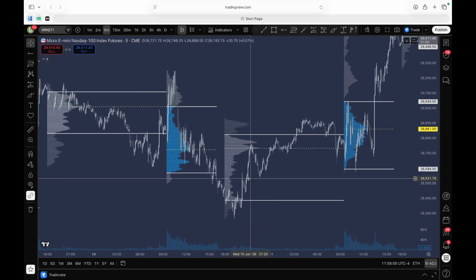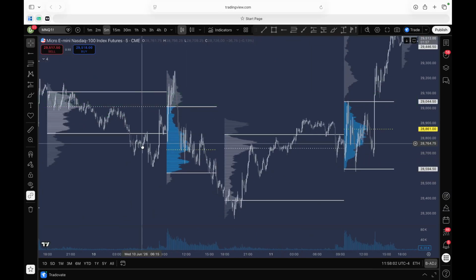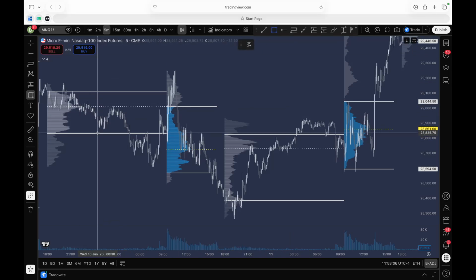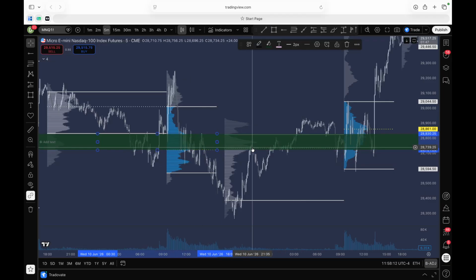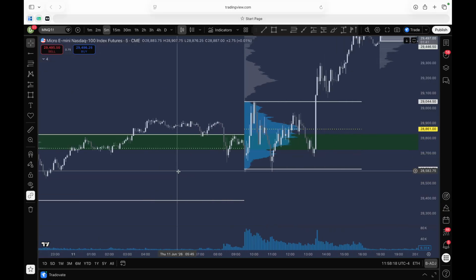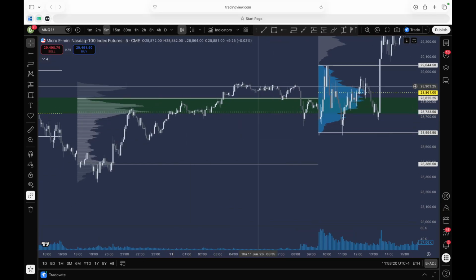So little things like that. You can even tell just from this, the value area low turned into the point of control from the next day, and then it turns into the point of control and value area high of the next overnight session. And you can see that whole area was reacted to.